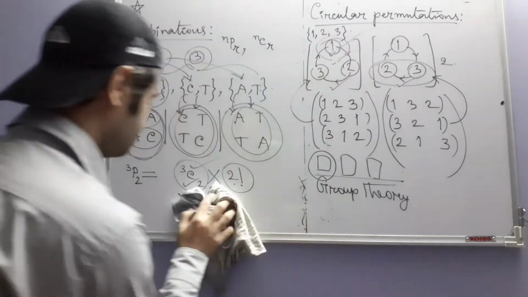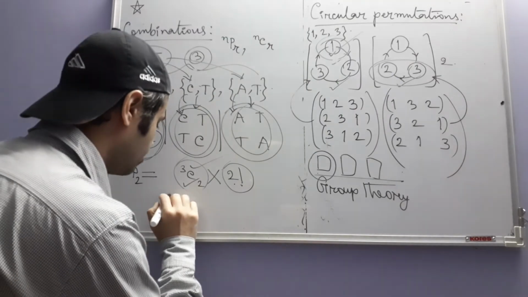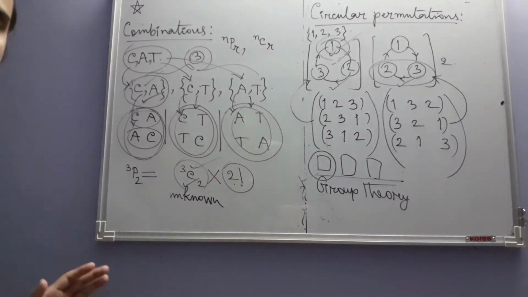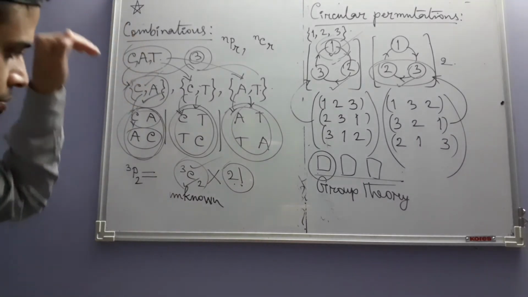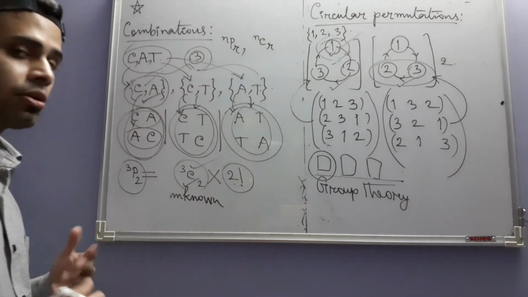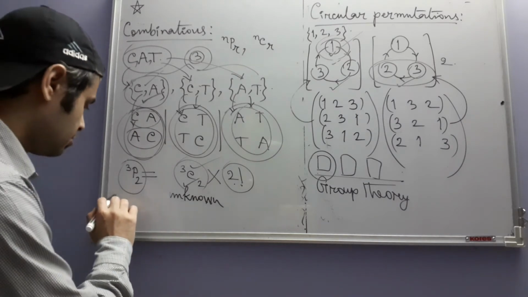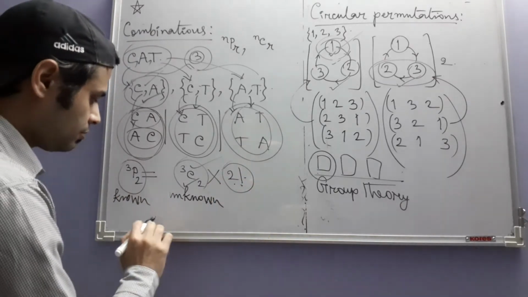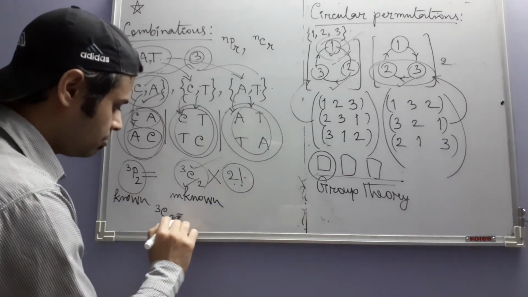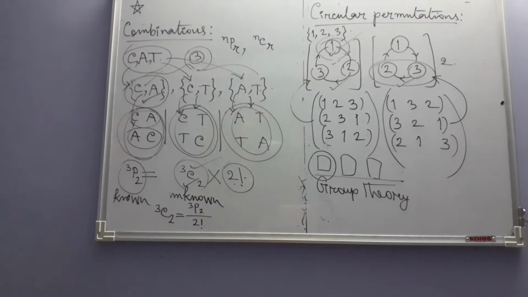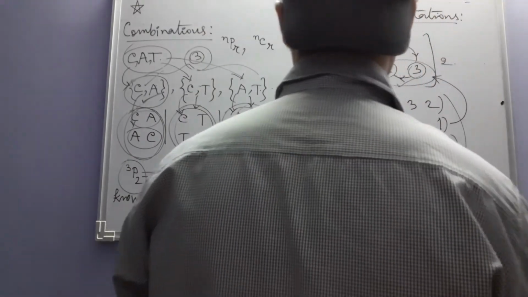Now this is a variable for me, or this is unknown. This 3C2 is unknown. I don't know any formula for this. For 3C2, in this case I have 3. But for 3P2 I already have a formula. So this is known. And this of course is known. So I see that 3C2 is nothing but 3P2 divided by 2 factorial. Okay. Now let us take a second example that will make matters even more clear.